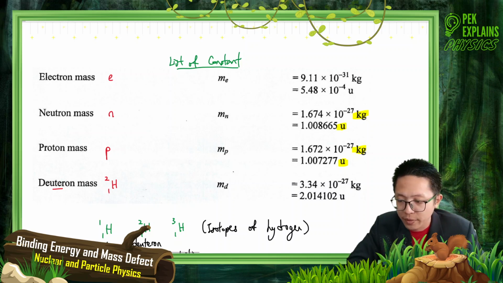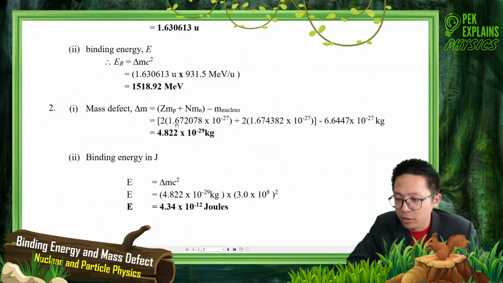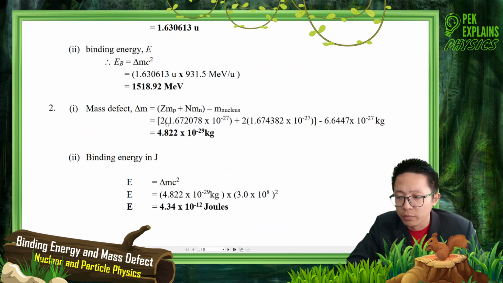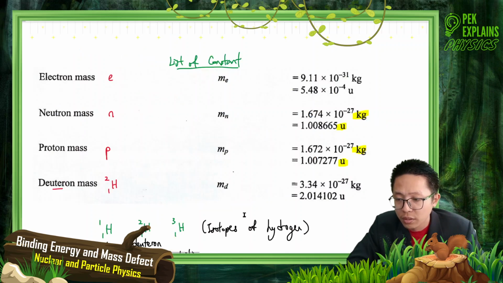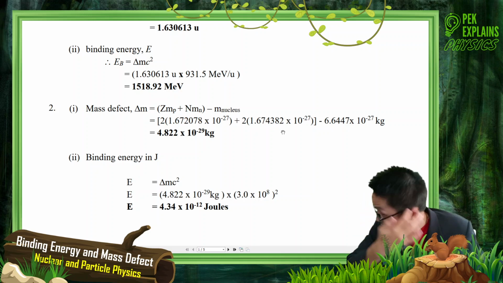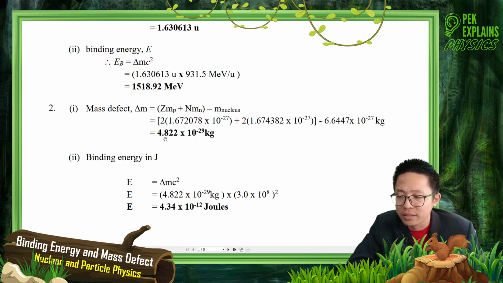Your mass of proton, you use 1.672078. Mine is just 1.672. The list of constants just has this 1.672. Use the one with 1.672, don't use the one with 1.672078. The neutron is also only 1.674, but your mass of neutron here is 1.674382. My gosh, no wonder your answer is so much different.